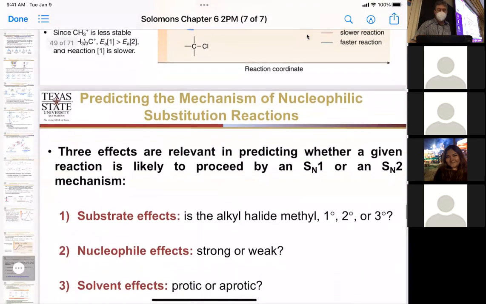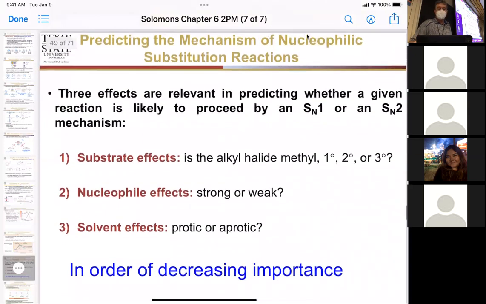So let's talk about ways to compare and contrast the SN1 and SN2. The first and most important thing to look at is your degree of alkyl halide. Is it a primary, secondary, or tertiary? Or methyl. So look at that first. What is the alkyl halide? That's going to tell you a lot of the story right there.